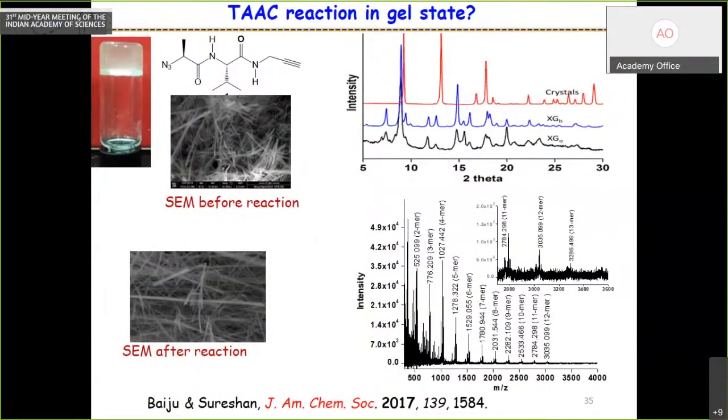So we can do this reaction in gels. This is a gel actually. In the gel also, we can do the same reaction. You don't need to crystallize. Making crystal is not that easy. If you are talking about a lot of crystal, you cannot make kilograms of crystal, but you can definitely make kilograms of gel. So in gels also, this kind of reaction you can do. This is what we have shown in this picture.